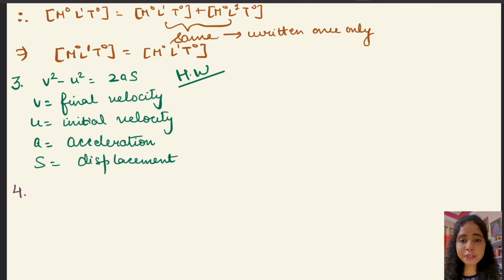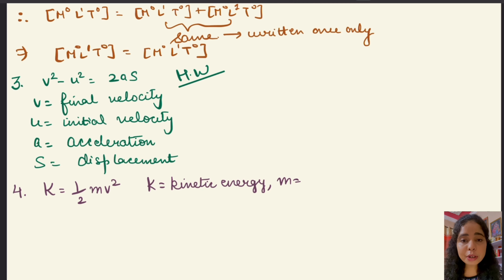The next formula which I will give you to practice is for kinetic energy, that is k is equal to half mv square, where k is representing kinetic energy. So you have to write down the dimensional formula for the kinetic energy. First of all, m is representing mass, then you will have to write down the dimensional formula for mass, and v is representing velocity, so you will have to write down the dimensional formula for velocity. Then put these dimensional formulas in the equation, k is equal to half mv square, and check whether this relation is dimensionally correct or not.